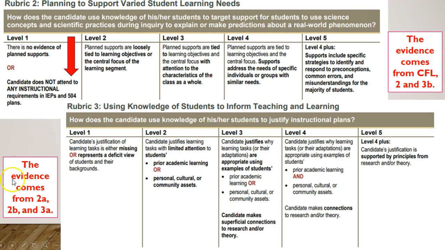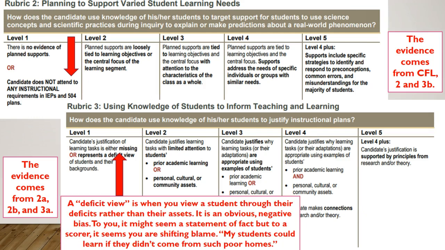Evidence from 2A, 2B, and 3A, the evidence from those is what we use for Rubric 3. And you will get an automatic 1 there if you have a deficit view. So a deficit view means that you view a student through their deficits rather than their assets. So, of course, asset, deficit, you can kind of figure that one, one sounds pretty good and one doesn't.